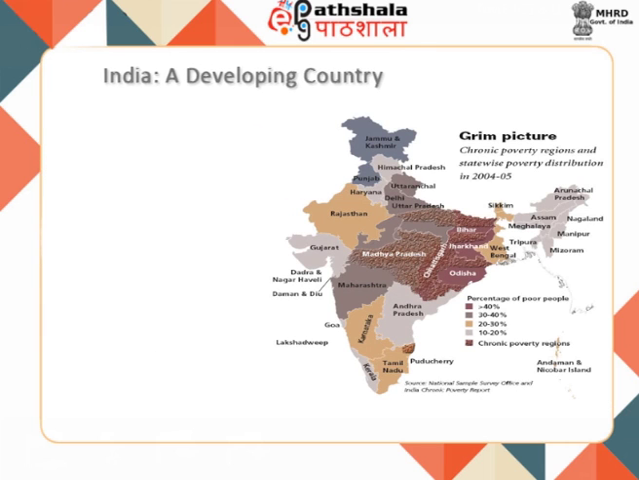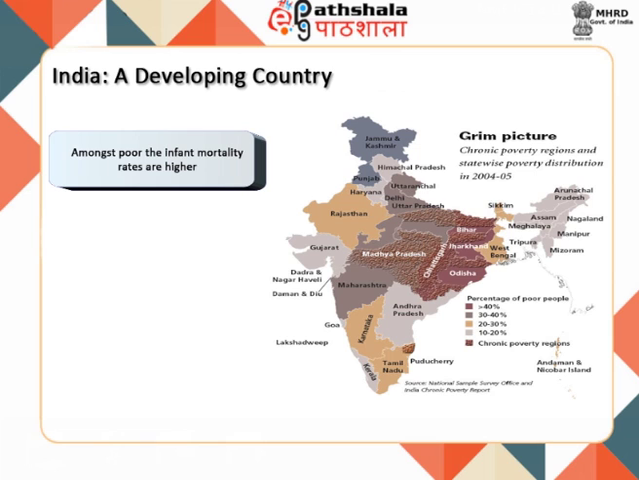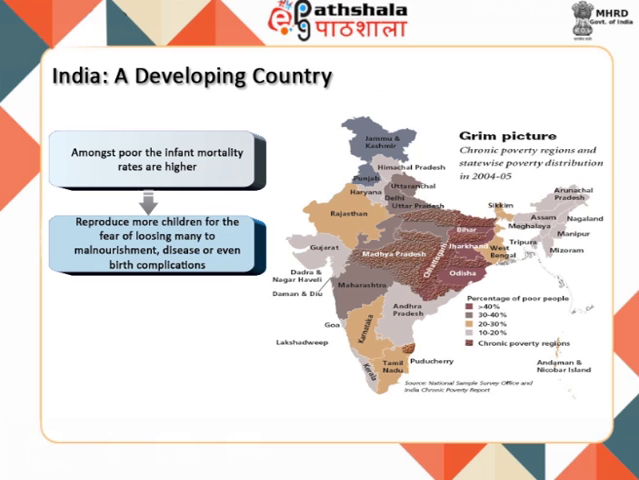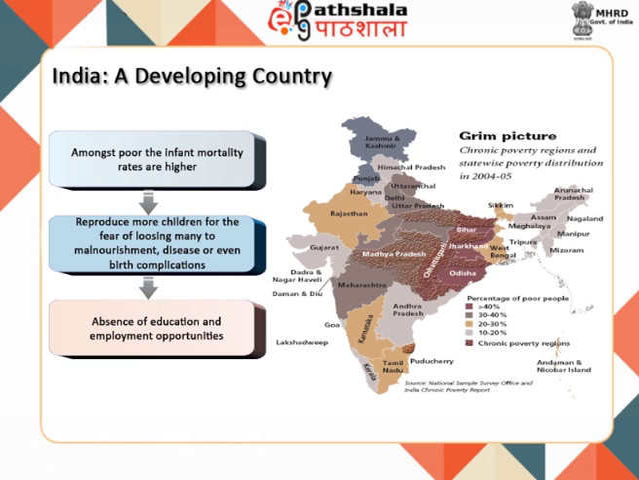As the map shows, more than half of our country is living under dire economic conditions. As the studies show, amongst the poor, the infant mortality rates are higher and hence they reproduce more children for the fear of losing many to malnourishment, disease, or even birth complications. Also, in the absence of education and employment opportunities, their survival depends upon menial jobs, and hence, the more the working hands, the better the income.